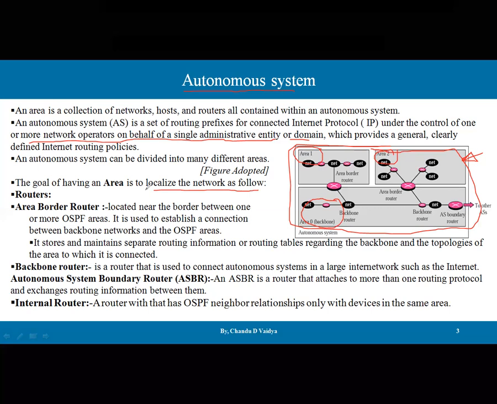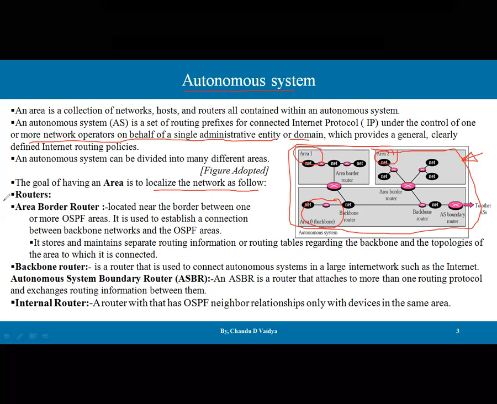Localization is going to be available, because if we divide this autonomous system into different areas, maintenance will be good, routing table size will be reduced, and traffic will be reduced also. Congestion will also be reduced. Moreover, the autonomous system is divided into areas only to handle the traffic efficiently.